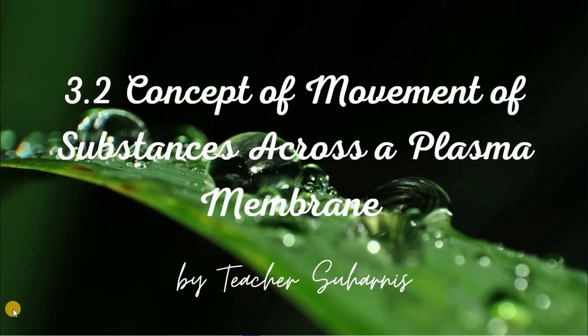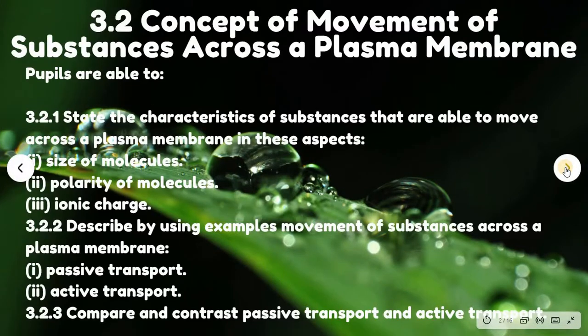Today we are going to continue our chapter 3 with the subtopic 3.2. The title of 3.2 is Concept of Movement of Substances Across a Plasma Membrane. Let's take a look at the learning standards of this 3.2.